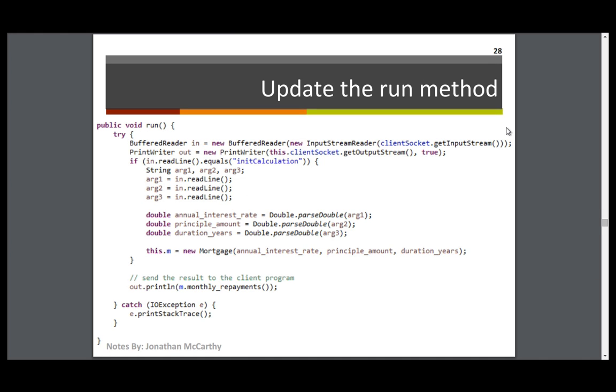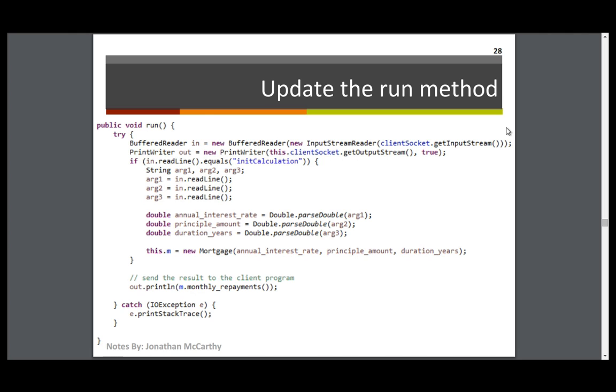Okay, so now we need to update the run method. So why would we need to update the run method? Well, the sequence of how our programs are going to communicate with each other is of importance to us. The client needs to send over the 3 pieces of information, which is the interest rate, how much someone wants to borrow, and how long it's for. And based on that, we'll perform a particular calculation. So we need to have something on the server side that's going to cater for this.